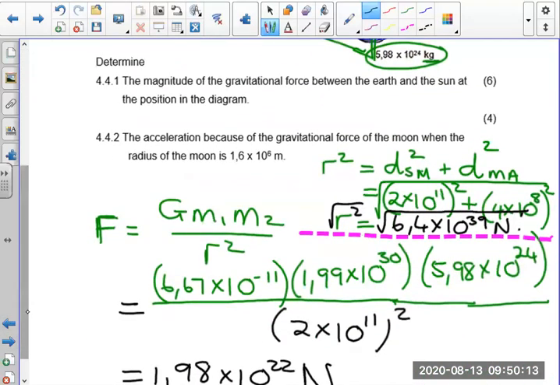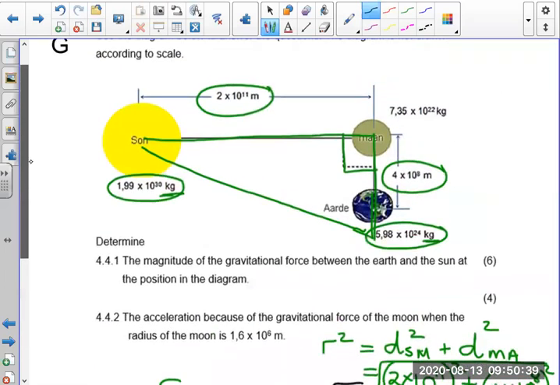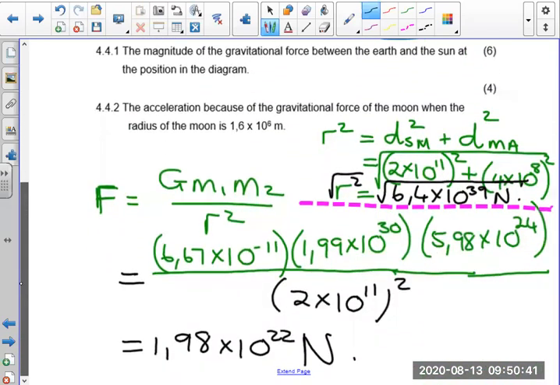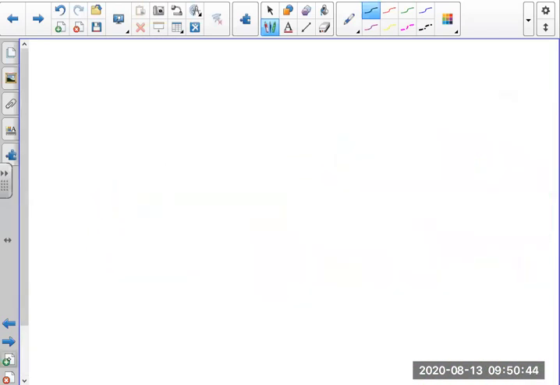Here they say the acceleration because of the gravitational force of the moon when the radius of the moon is 1,6 times 10 to the power of 6. Now can you see they want the acceleration on the moon if the radius of the moon is this. So they just talk about the moon. Okay. And we have the mass of the moon because they gave it to us. So the moment when we only have one object, we use this equation.